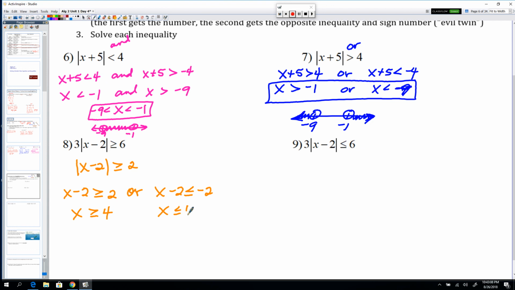Add 2 to both sides. And our algebraic response to this is x is either greater than or equal to 4 or less than or equal to 0. It's an or. This stuff should shoot off in two different directions.